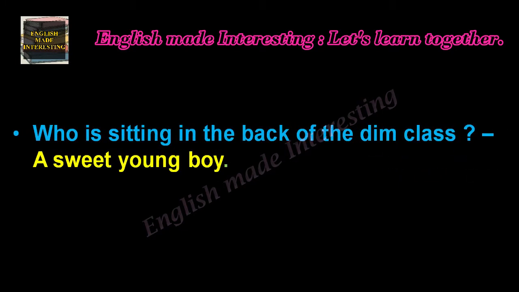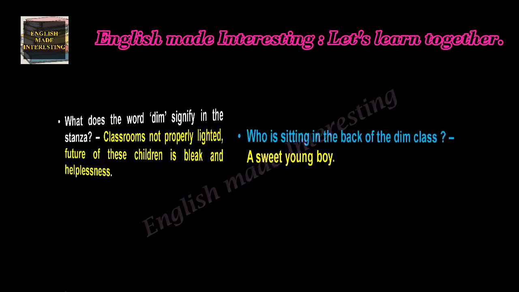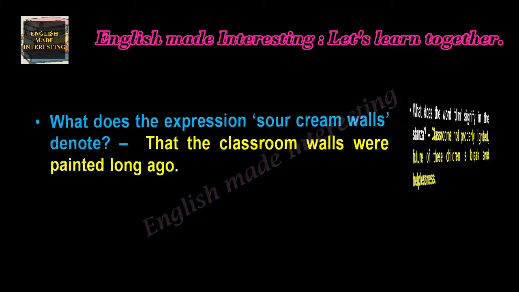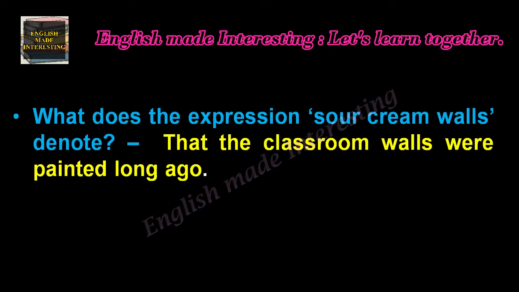Who is sitting in the back of the dim class? A sweet young boy is sitting in the back of the dim class. What does the word dim signify in the stanza? Classrooms are not properly lighted and the future of these children is bleak and it shows their helplessness. What does the expression sour cream walls denote? It denotes that the classroom walls were painted long ago.